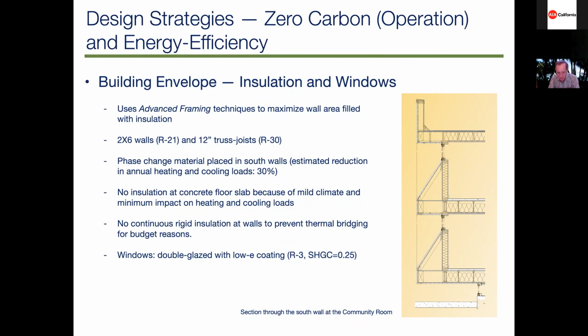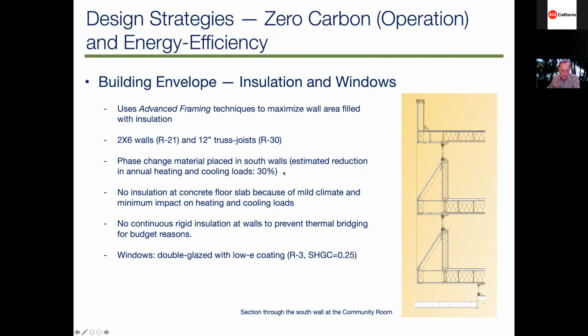For example, also they didn't insulate the concrete floor. It was deemed not necessary in the mild climate of LA. They did, however, put in a phase change material. This is the only place where I ran across it in all the case studies. They estimated that sticking this material in the south walls with the insulation reduced the heating and cooling loads because of the thermal lag, the evening out of the effect of the sun. It did provide lower cooling and heating loads. So that was a feature.